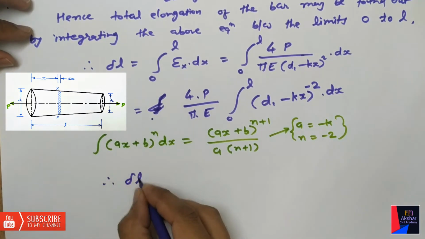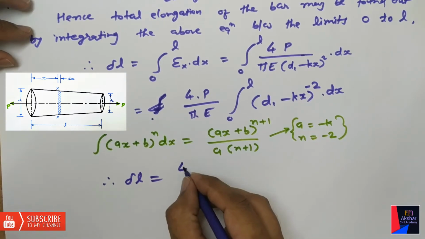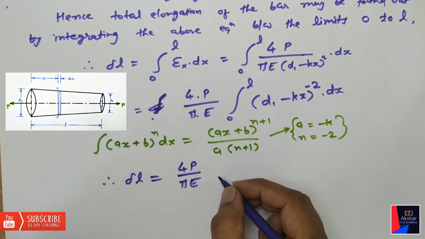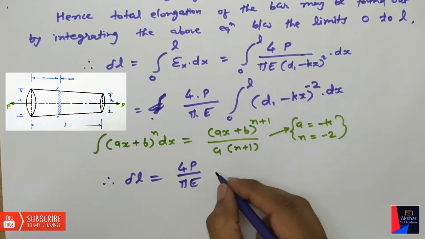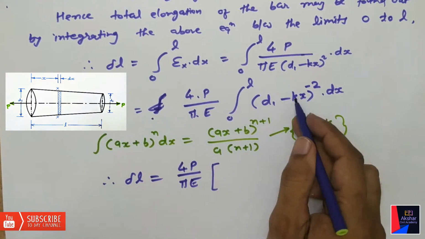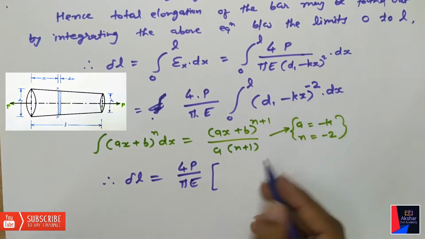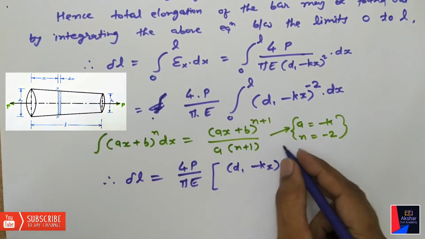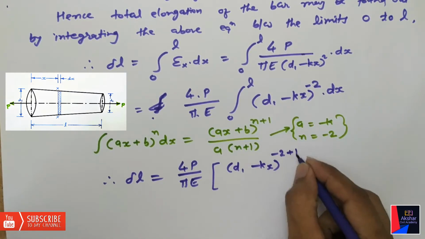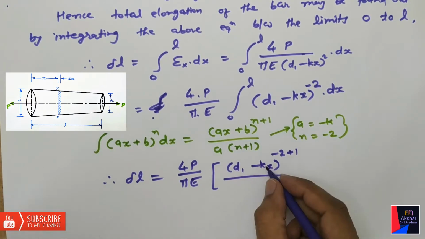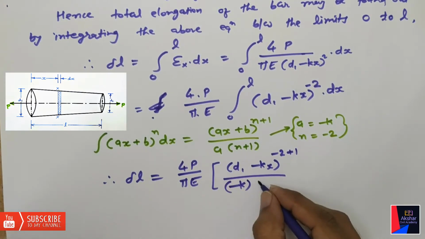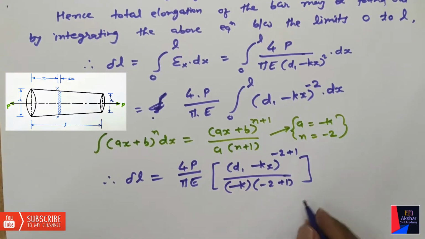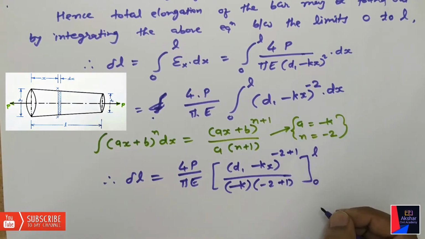So we can write del L is equal to 4P upon pi E, and integration will happen. What will be the answer? ∫(d1 − kx)^(−2) dx will be (d1 − kx) raised to (−2 + 1) divided by −k, which is constant, and −2 + 1, okay. We can write it in this way, and here the limits are 0 and L.